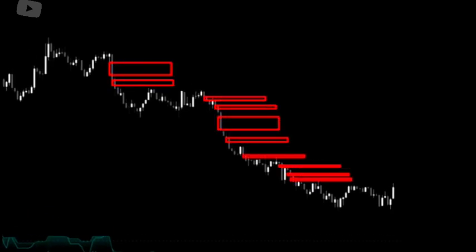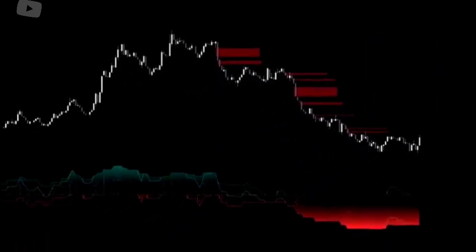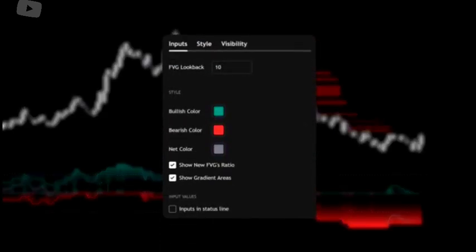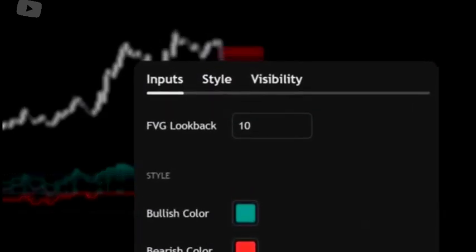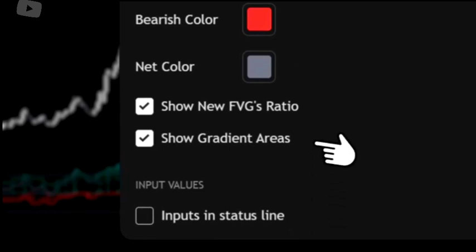If you want to see the actual gaps forming on your price chart alongside the oscillator, you can pair this with our free fair value gap indicator. This allows you to watch how each new gap detection directly influences the oscillator's readings in real time. In the settings, you'll find a single main input, the fair value gap lookback. This determines how many past gaps are stored and used in the calculation. There are also styling options and two useful checkboxes, one to toggle the FVG ratio display we covered earlier, and one to remove the gradient shading if you prefer a simpler look.